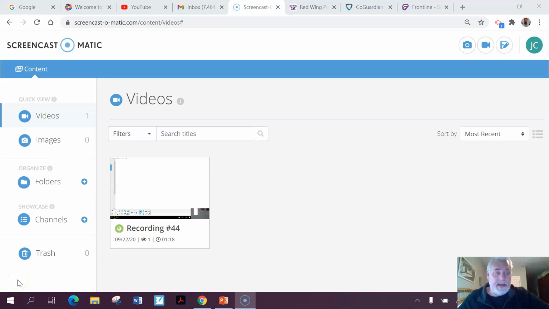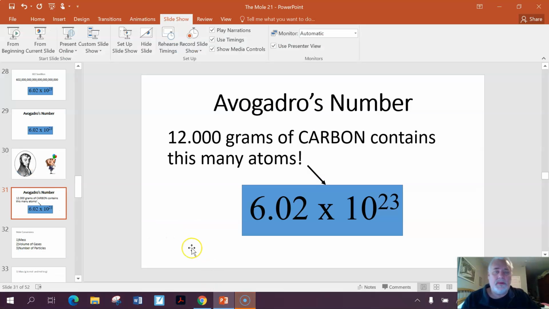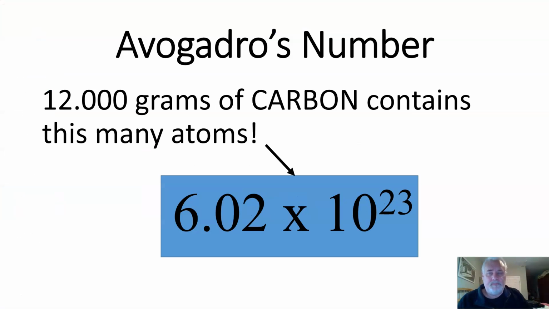Okay, here we go. We have the second mole video, and we're going to just continue right where we left off with Avogadro's number. We were just finishing at the end of the last video saying you take carbon 12, that particular isotope, and take exactly 12 grams of that, and when you count up the atoms, it's 6.02 times 10 to the 23rd.